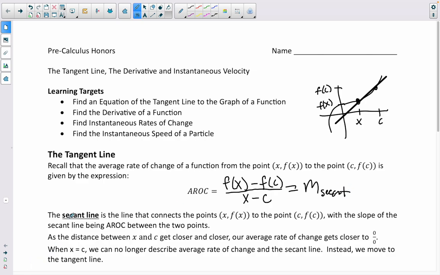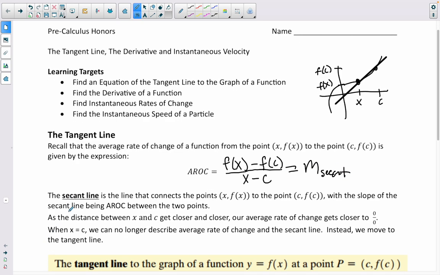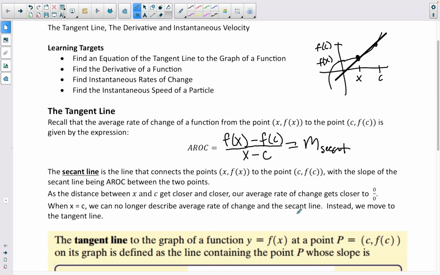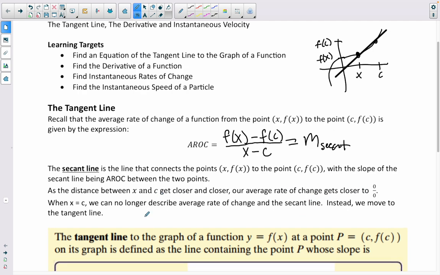Okay. So the secant line is the line that connects the point x, f of x to the point c, f of c, with the slope of the secant line being the average rate of change between those 2 points. And so what's going to happen is, as our point c gets closer and closer to x, or vice versa, as x gets closer and closer to c, our average rate of change gets closer to that 0 over 0, what we've been seeing with our limits. And so when that happens, we can't evaluate, right? 0 over 0, we don't know what that means. So when x equals c, we can no longer describe the average rate of change and the secant line. Instead, we're going to move to the tangent line.